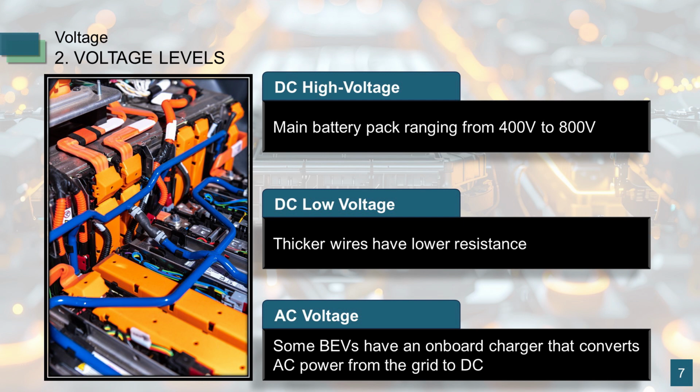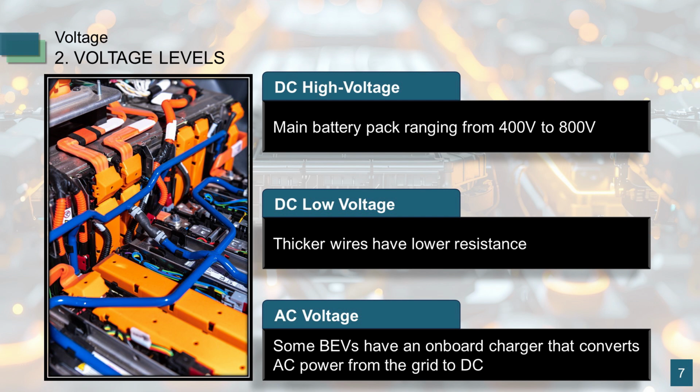There are 3 types of voltage levels: DC high voltage, DC low voltage, and AC voltage. DC high voltage is the primary battery pack voltage, typically ranging from 400 volts to 800 volts in most battery electric vehicles. High voltage systems power the electric motor and require specific safety measures due to the high energy levels involved. DC low voltage is a lower voltage system, usually 12 or 24 volts, powering auxiliary components like lights, infotainment systems, and instrumentation. It's similar to the electrical system in conventional vehicles.